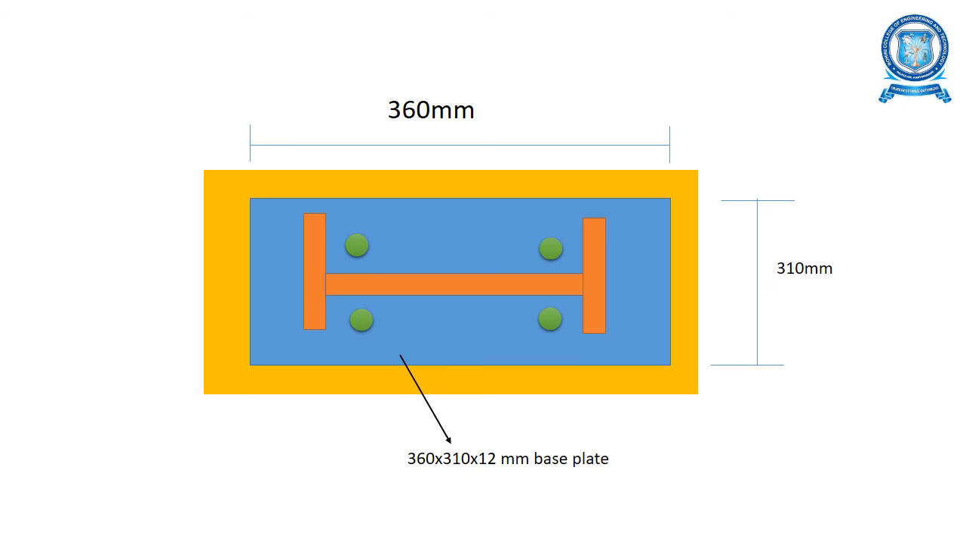The blue color shows the base plate. The size is 360 by 310 by 12 mm. This is a column I section. The base plate is connected with the foundation by using 4 numbers of 20 mm bolts. The column is connected by using the fillet weld.